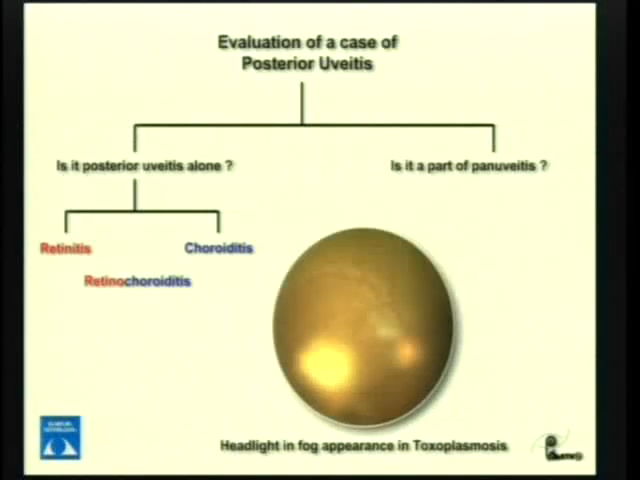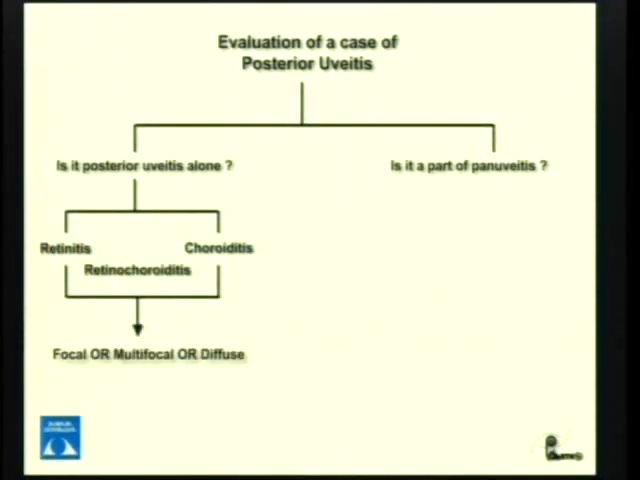Now, there may be a combination of retinitis and choroiditis, which is known as retinochoroiditis. The typical example is toxoplasma retinochoroiditis. So, once you are sure that it's a case of retinitis and choroiditis, then the next important step is to determine whether it's a case of focal, multifocal, or diffuse.